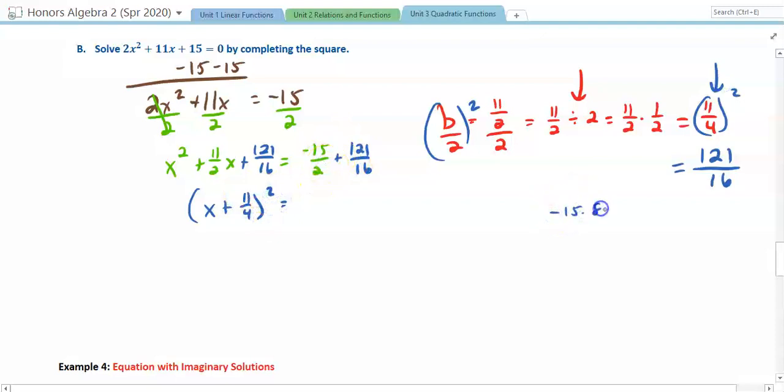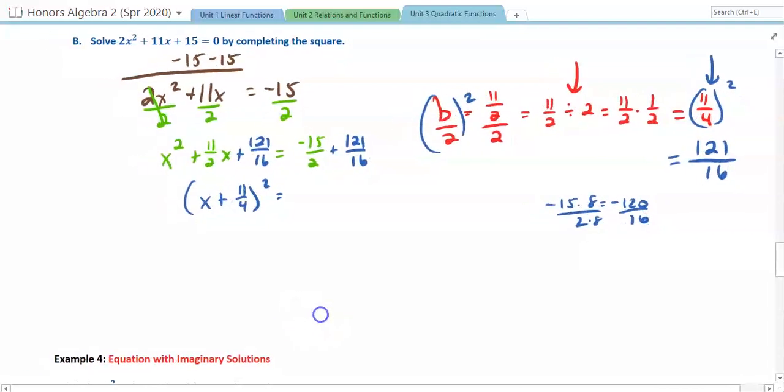so negative 15 times 8 is negative 120. And that would be the 2 times the 8, which is the 16 now. And so I'm going to get negative, this is negative 120 and positive 121, so this is just positive 1/16. Well, that ain't so bad, right?